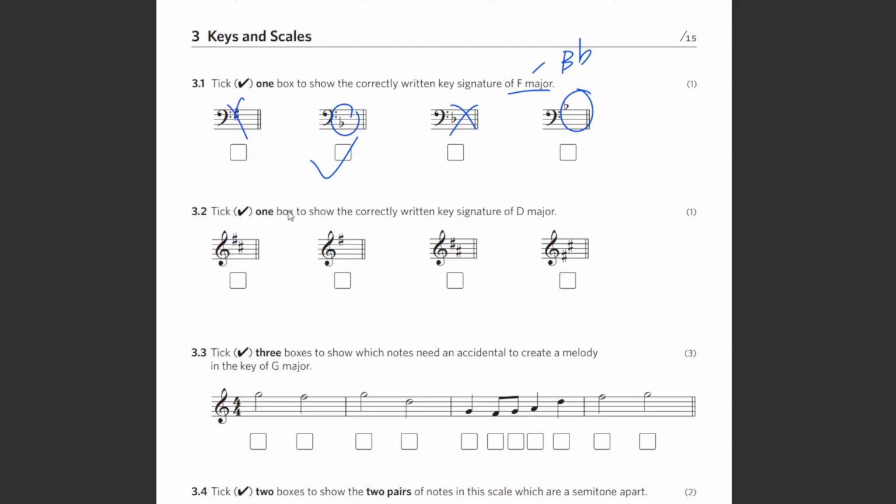Next, 3.2, tick one box to show the correctly written key signature of D major. So D major has F sharp and C sharp, and the F sharp must be this for treble clef, and the C sharp is this. So this one is the correct one. This is wrong because although this is also F sharp and C sharp, for your key signatures, it must always be this F sharp.